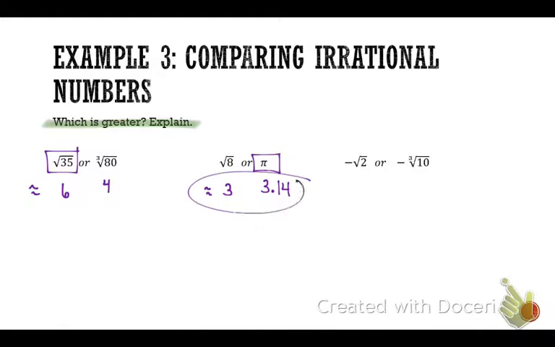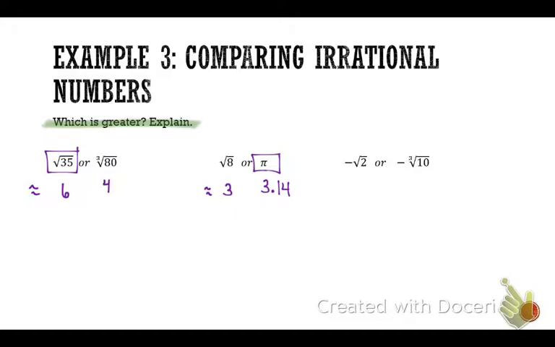But again, this is my reasoning. It might just seem like a little bit of chicken scratch, but it's not. It's more than that. You have to have the approximations. Go ahead and do the last one. Pay attention to your negatives, because that will definitely affect which one is bigger.